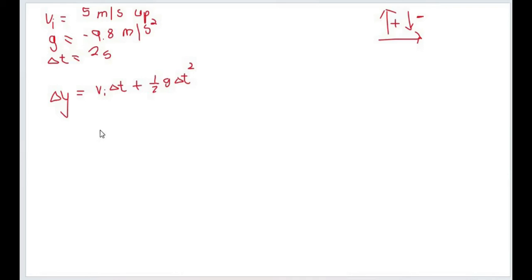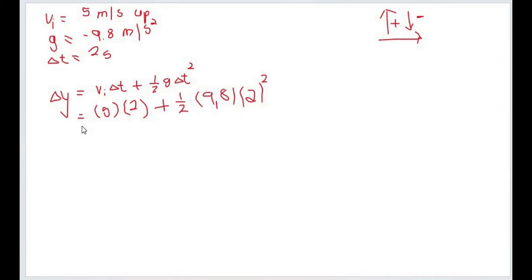So you say, okay, what's my initial velocity? My initial velocity is 5 upwards, so it's positive, because we decided that upward is positive. The change in t is just 2 seconds, plus a half. Our g there is going to be negative, so you're going to put negative 9.8, and then the 2 there is going to be in brackets. And you can just put this in your calculator.